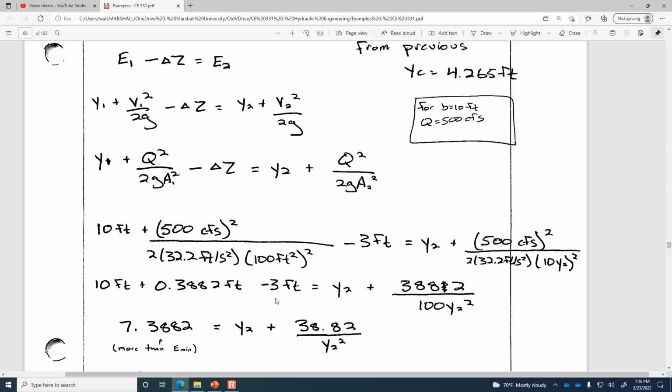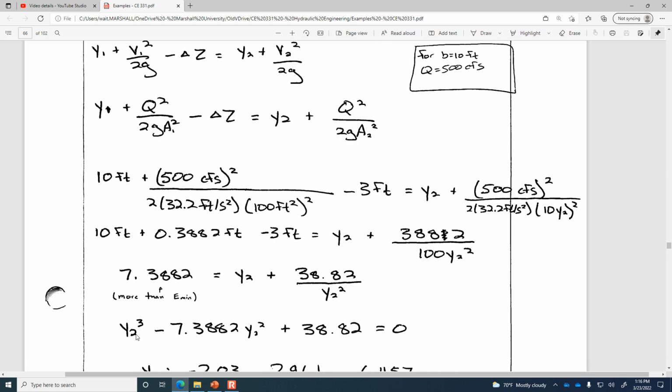Has a height of 3 feet, so we subtract it from the energy at 1 because that 3 feet of energy is not going to be available as specific energy at 2, because specific energy measures how much energy is in the water above the bottom of the channel. And at 2, the bottom of the channel is the top of the sill. Okay. So we can rearrange this further.